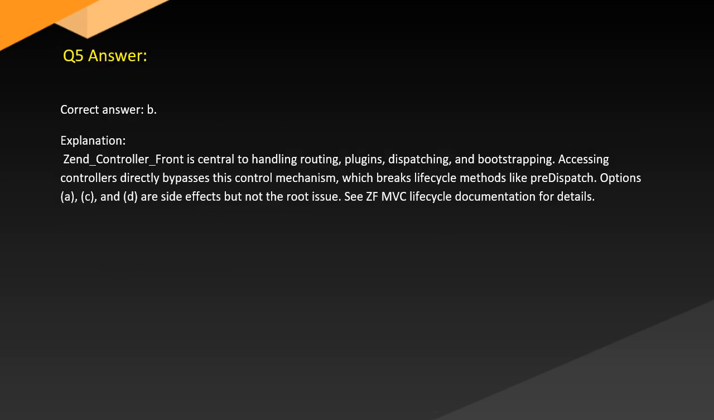Answer. Correct answer: B. Explanation. Zend controller front is central to handling routing, plugins, dispatching, and bootstrapping. Accessing controllers directly bypasses this control mechanism, which breaks lifecycle methods like pre-dispatch. Options A, C, and D are side effects but not the root issue. See MVC lifecycle documentation for details.